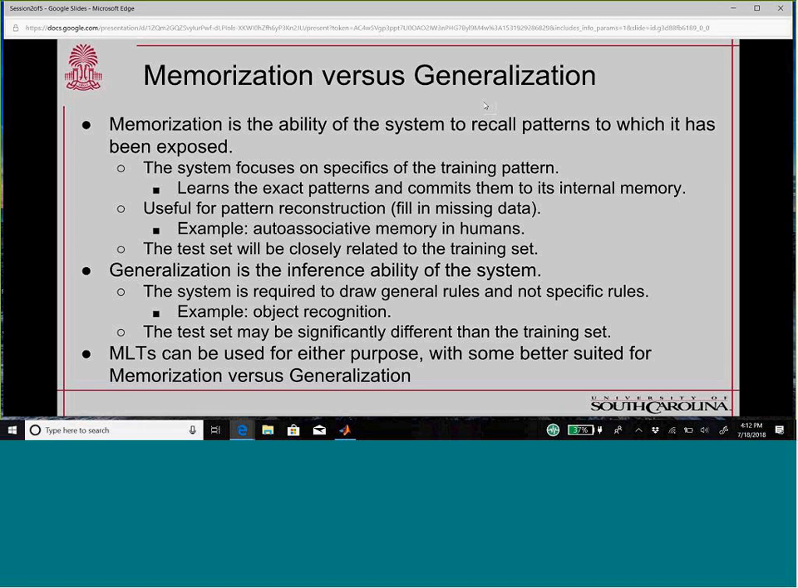To go over the items that I have here, the system focuses on the specifics of the training pattern, learns the exact patterns and commits them into its memory, of whatever sort it may be. It doesn't mean that the system is not useful. Under some circumstances, you can come up with machine learning techniques that are useful under the operational mode of memorization.